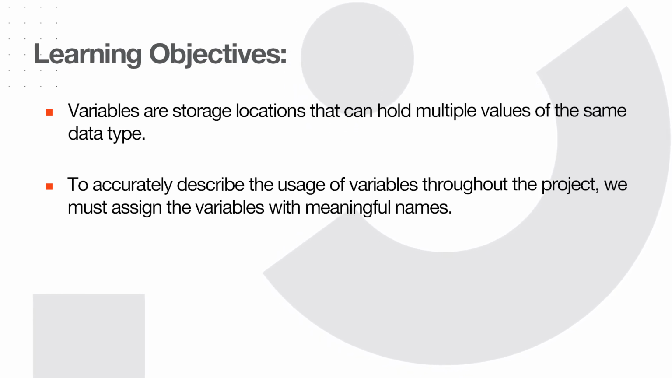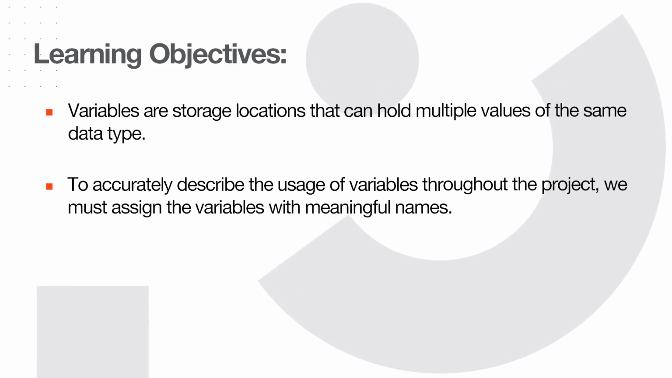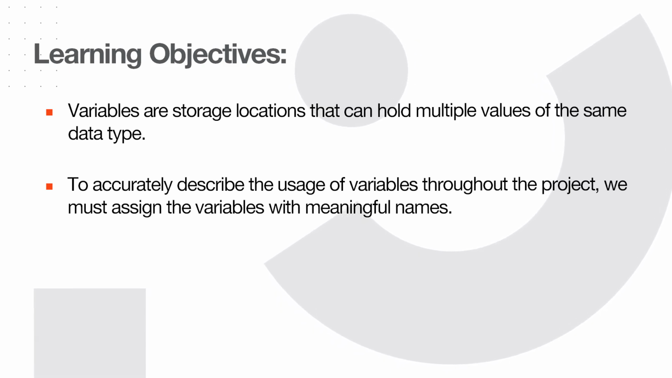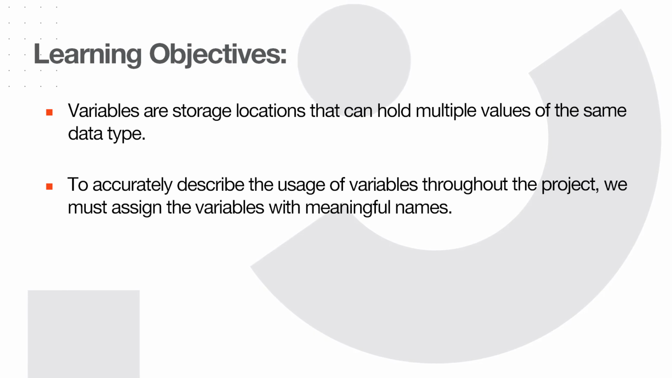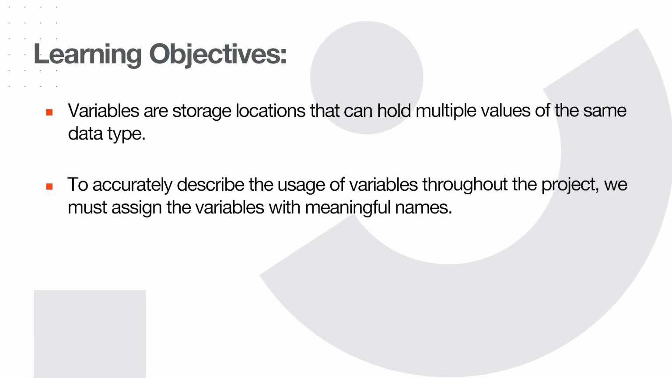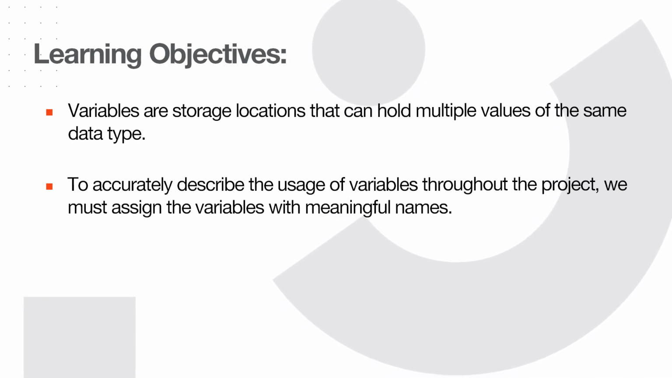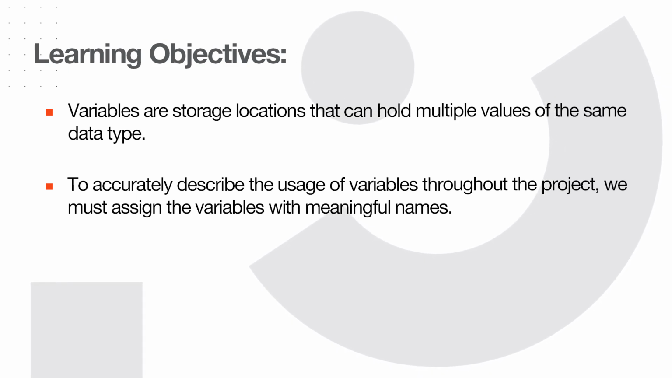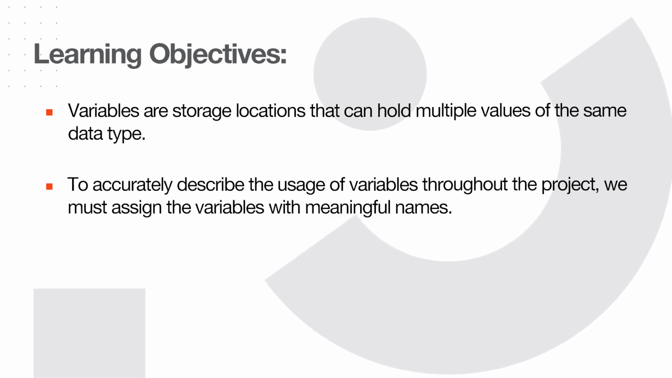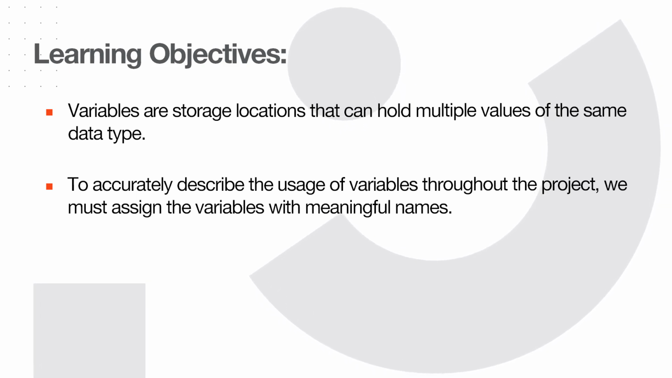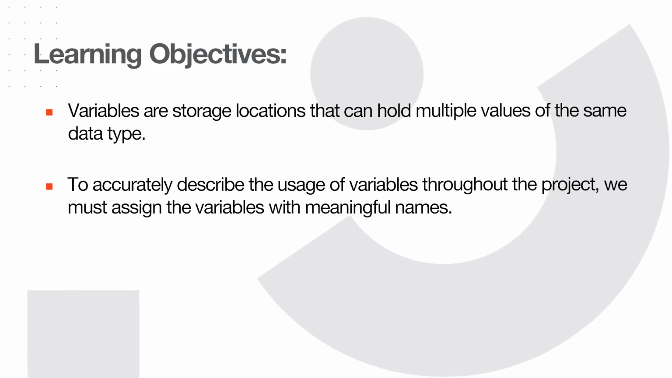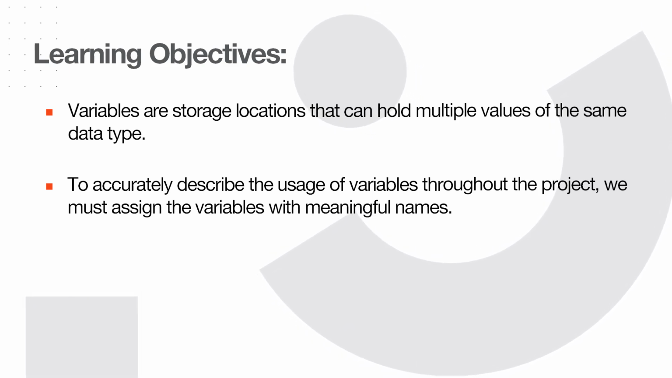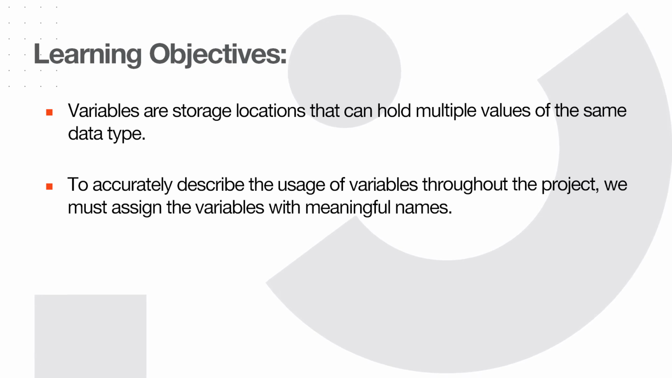Variables are storage locations that can hold multiple values of the same data type. We can think of variables as a box containing information that we can access. We can always open this box to check what's inside, or we can put something else inside of it. For example, a variable is a box consisting of fruits of the same type. We can open this box and we can check that it is a box of apples. We can add more apples into this box, or we can remove them and stuff something else into it.